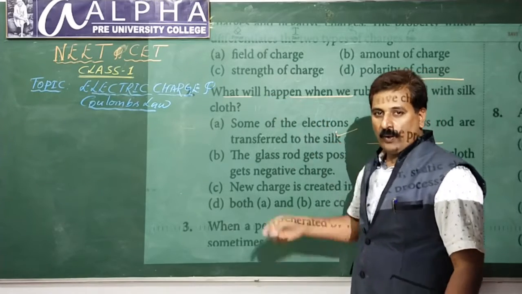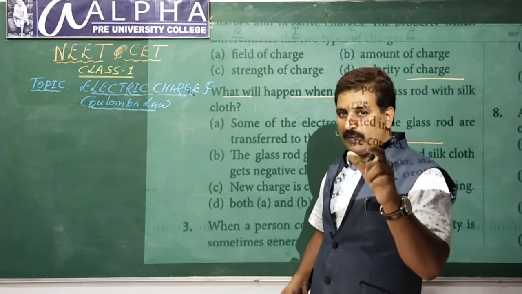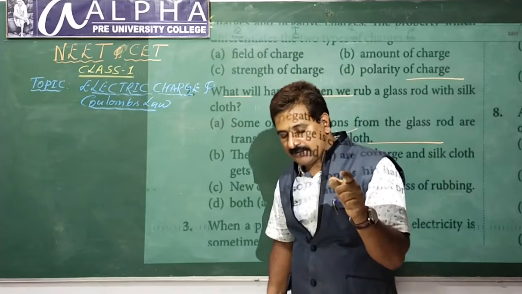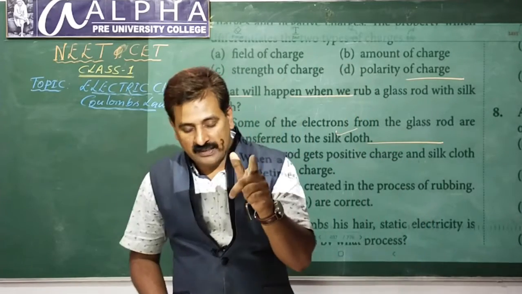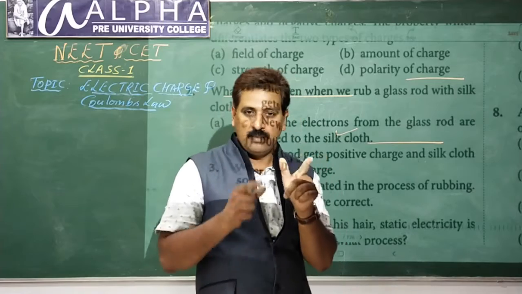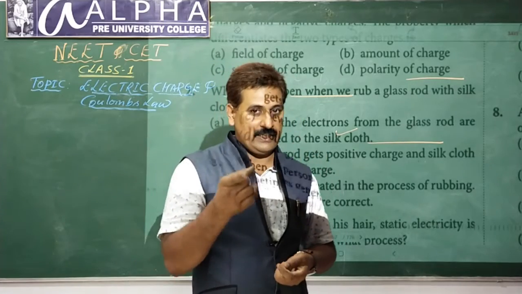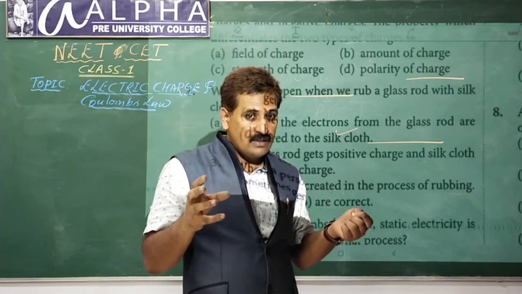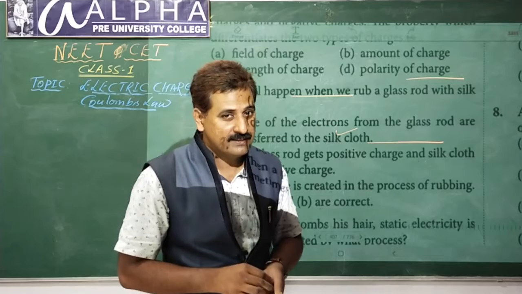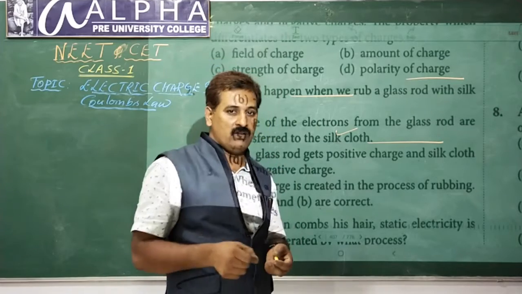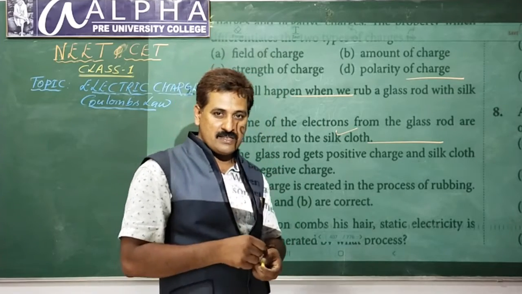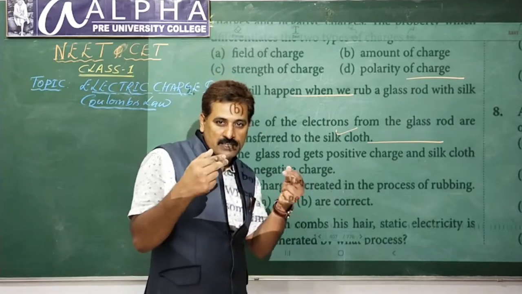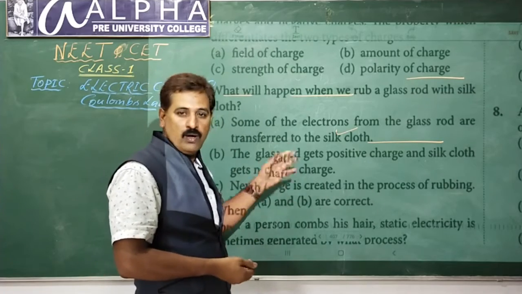When you rub a glass rod with silk cloth, what did you learn according to our NCERT textbook? The glass rod gets positive charge and silk gets negative. Why does the glass rod get positive charge? The glass rod loses electrons, so it gets a net positive charge. Silk gains electrons, so it gets a net negative charge. Keeping these three ideas in mind, move on to the options.